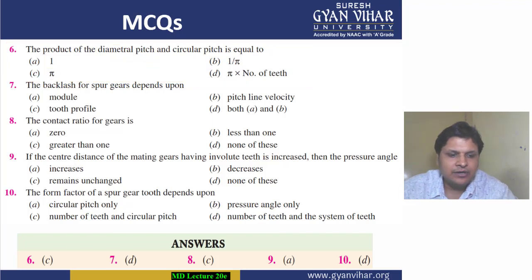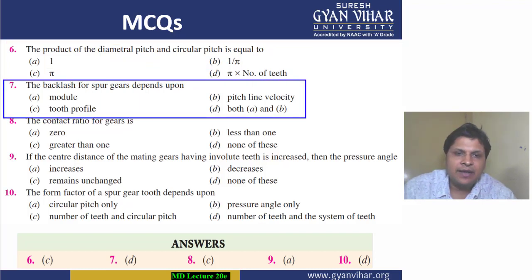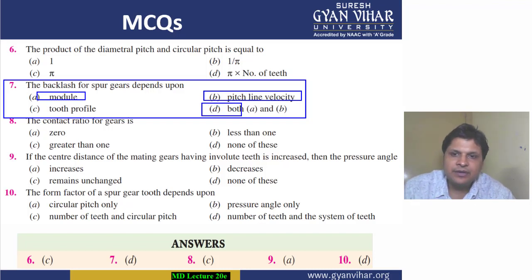Coming into the multiple choice question number 7. The backlash for spur gears depend on. So the backlash value, students, for spur gear is generally dependent on both the module as well as pitch line velocity. So D is giving you the option both A and B. So D is the correct option.